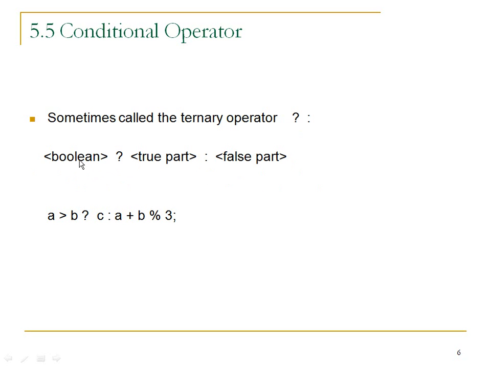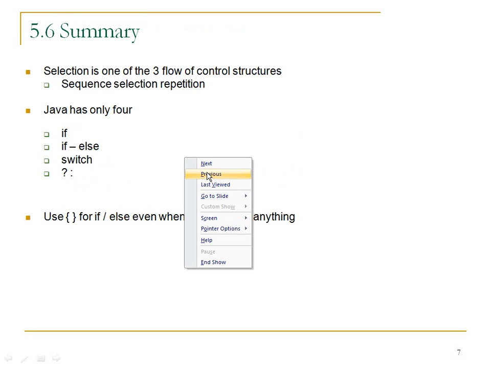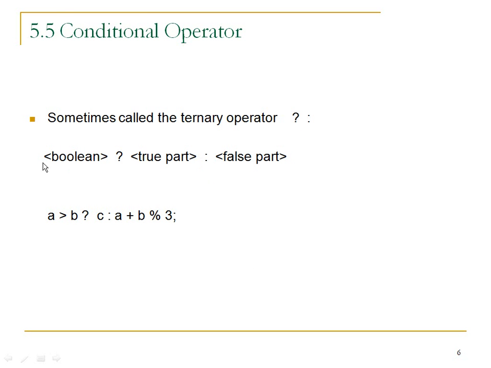So if that's true, then this whole expression evaluates to whatever the true part evaluates to, and if this is false, the whole expression evaluates to the false part. So it's kind of like a little tiny if-else statement where this is the true and this is the false part based on this condition.